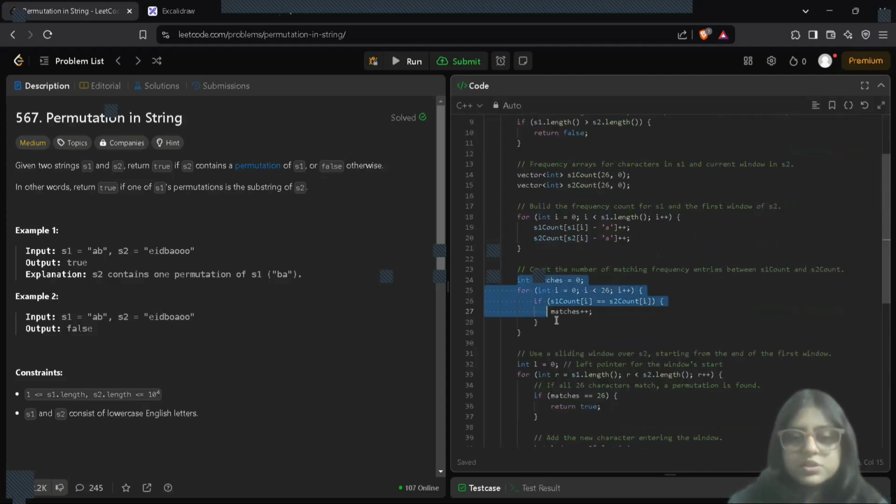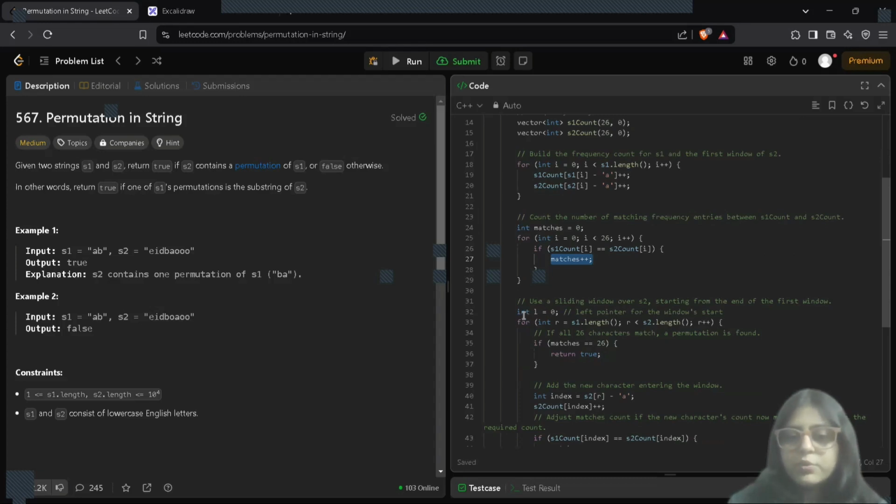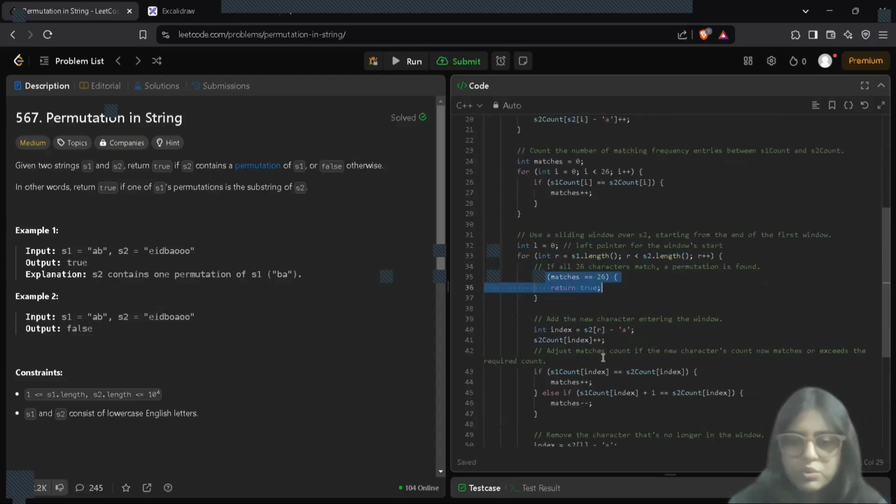Then we'll keep the matches variable. We will be updating the matches variable wherever we find a match. So we have this if condition: if anywhere the S1 count's ith value is equal to the S2 count's ith value, we increase the matches. Next, we are using a sliding window approach. We have the left pointer initiated here, and the right pointer starts at S1.length and will be less than S2.length. And whenever the matches variable becomes 26, we return true.